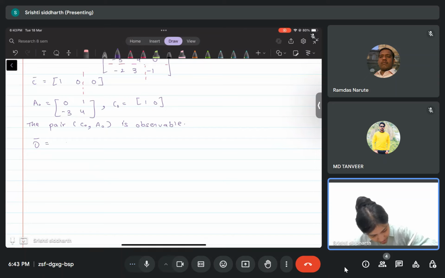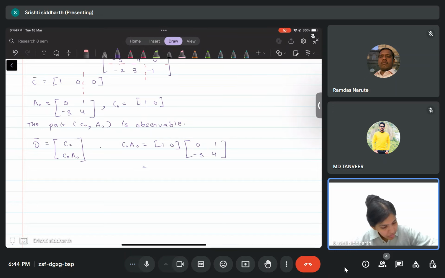O bar, which is C0 and C0 A0. So we get 0 and 1. So this is simply the identity matrix. So the rank is 2. Therefore, the pair C0 A0 is observable.